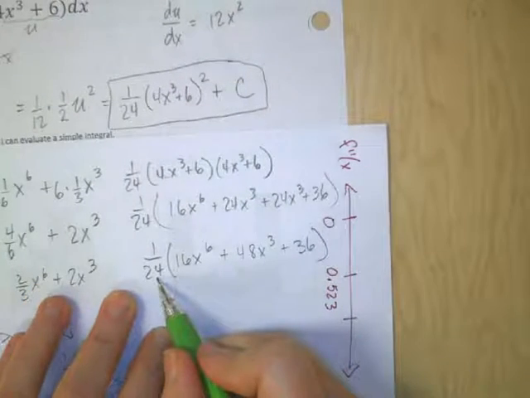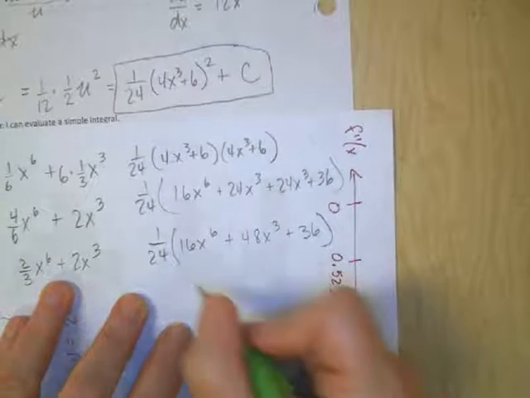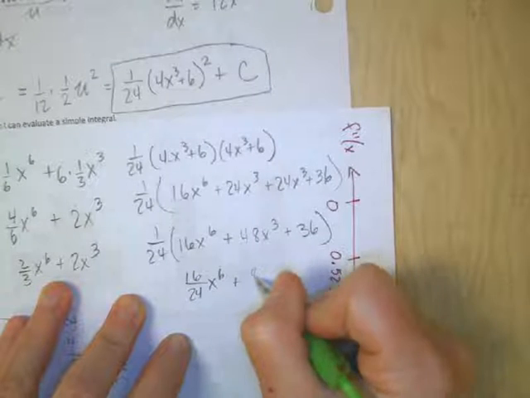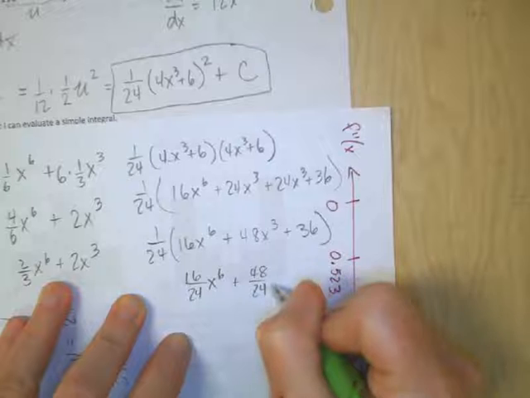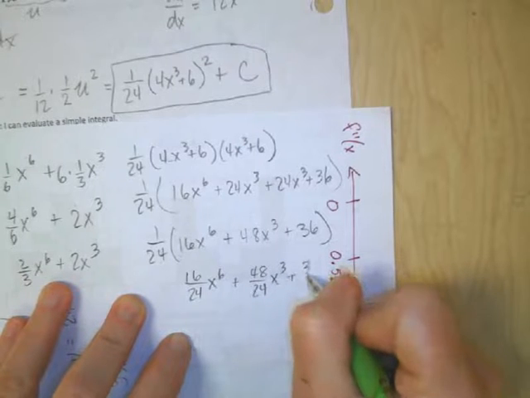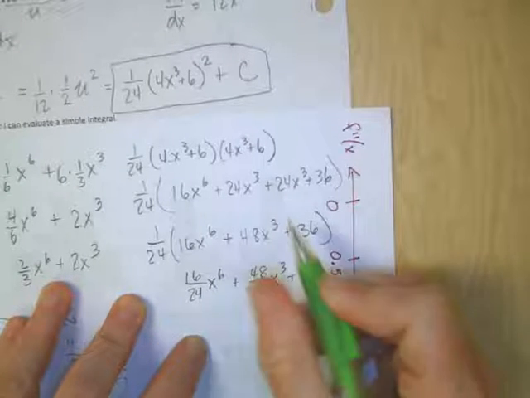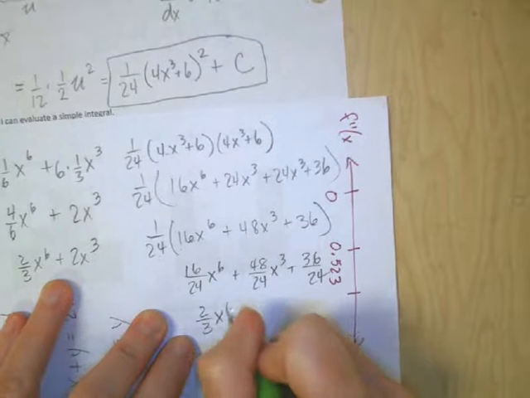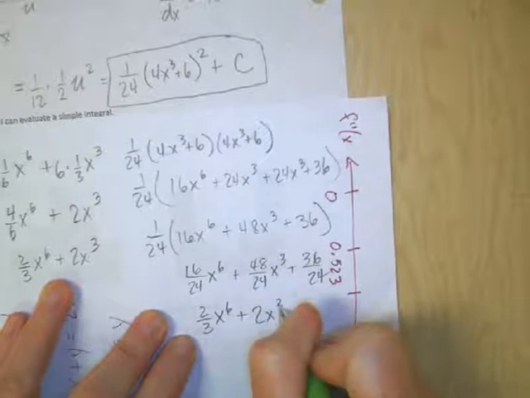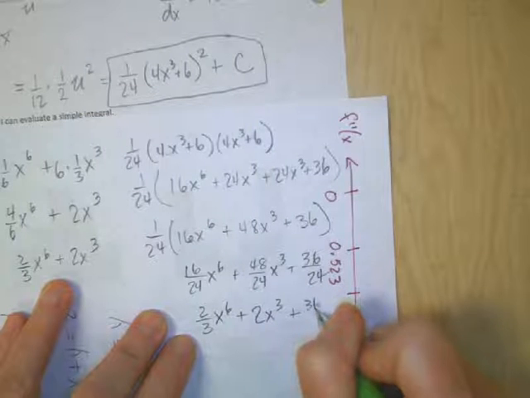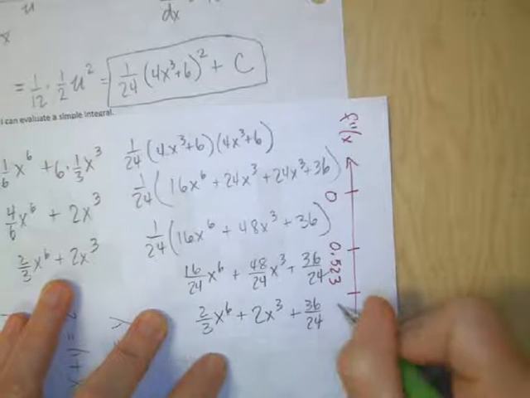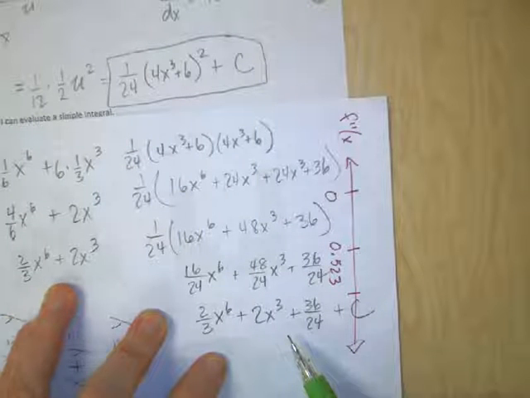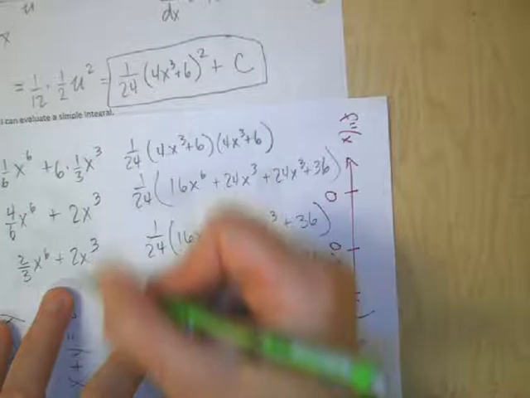So if I distribute this, I get 16 over 24 x to the 6th plus 48 over 24 x to the 3rd plus 36 over 24. This reduces, 8 goes into this, 2/3 x to the 6th plus 2 x to the 3rd plus 36 over 24. And then it would be a plus c. So notice, where was I? Here it is.